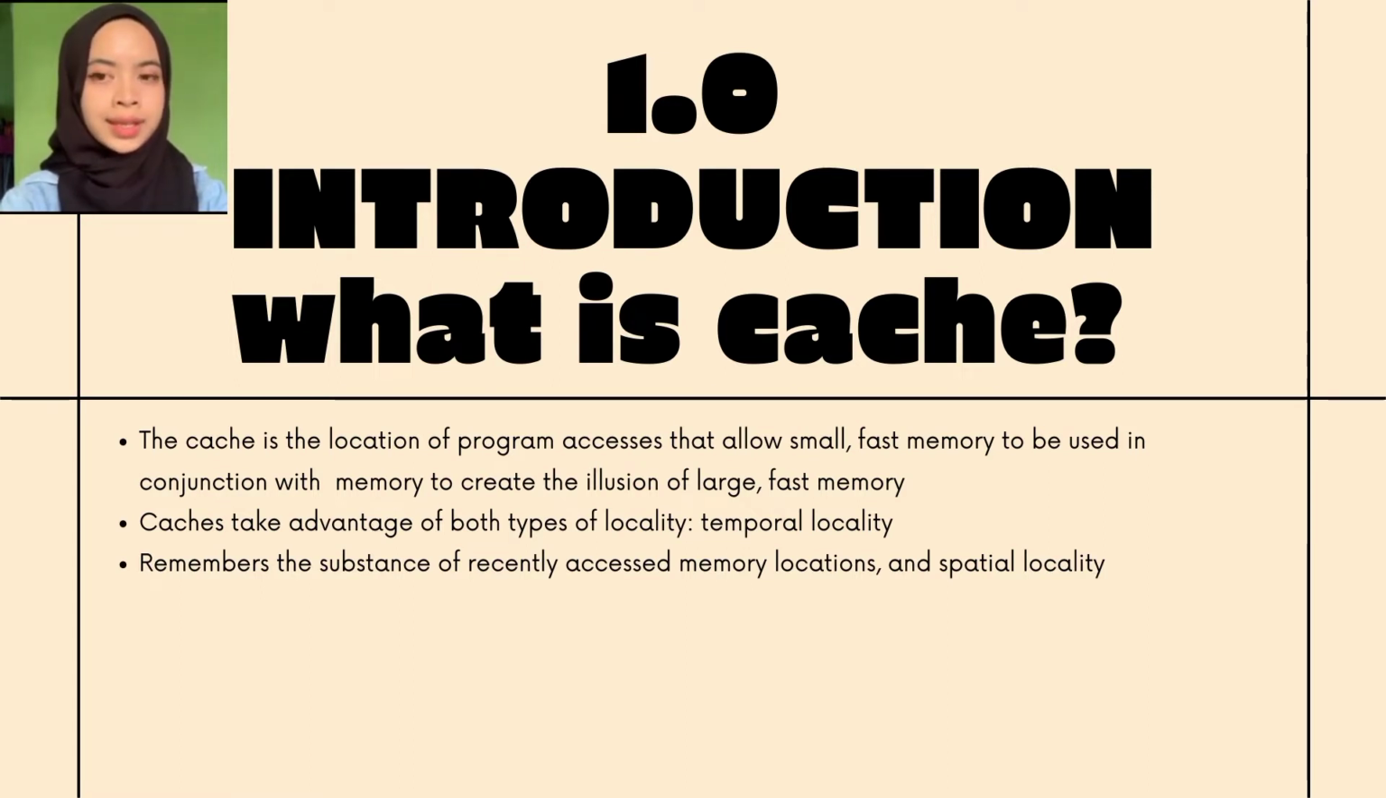So what is cache? Cache exploits the locality of program accesses, which allows a small, fast memory to be used in conjunction with the main memory to create the illusion of a large, fast memory. Cache also takes advantage of both types of locality: temporal locality, where the cache remembers the contents of recently accessed memory locations, and spatial locality.